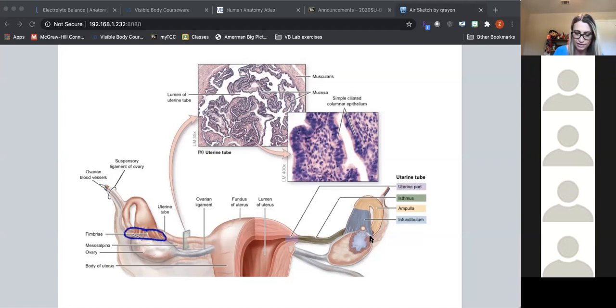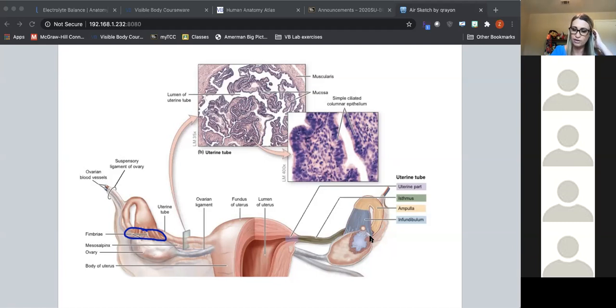You can see that right here. They look like little fingers of that infundibulum, and that's basically their function, to act like little finger-like structures. These help scoop the oocyte in when it gets ovulated. The next section is the ampulla of the fallopian tube, and this is where fertilization generally happens. Then the next part is the isthmus, that's the green region of that tube, and then the part that goes through the wall of the uterus is called the uterine part.